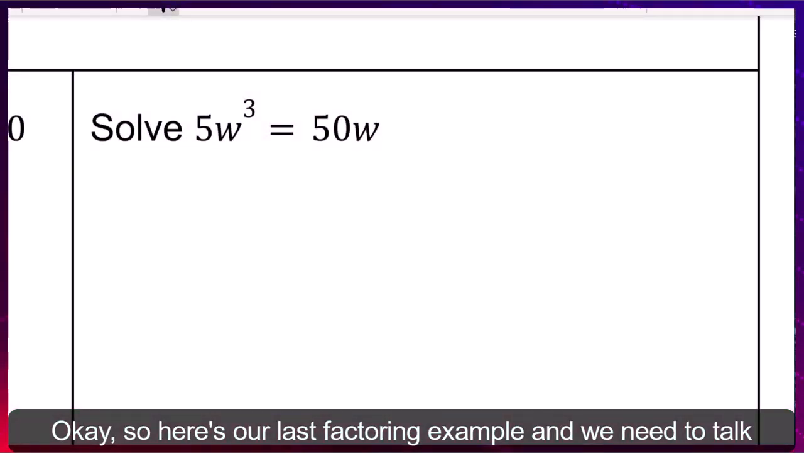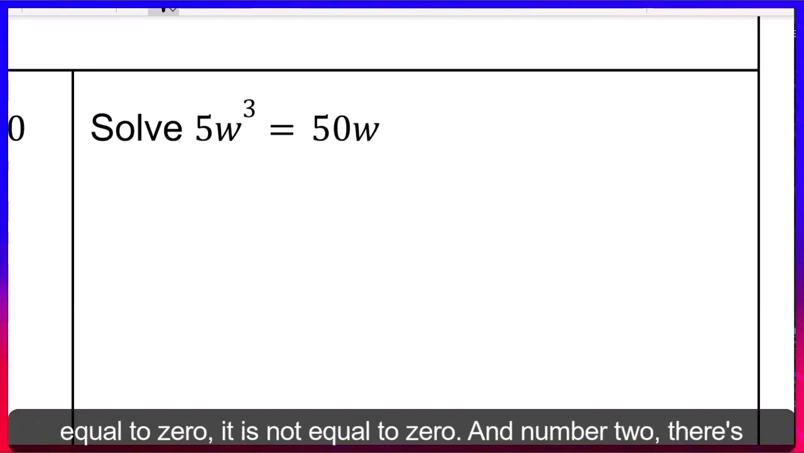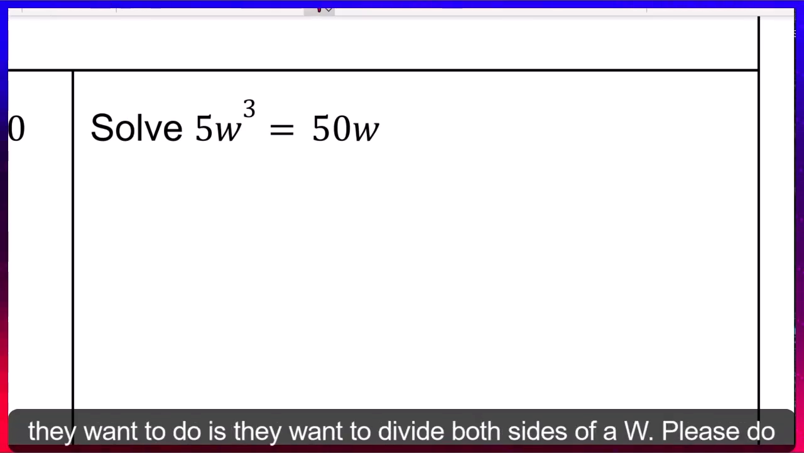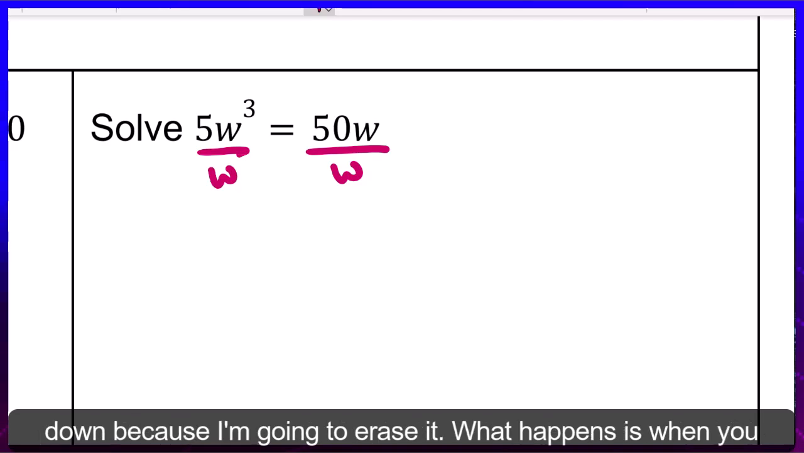Okay, so here's our last factoring example, and we need to talk about this. First of all, to be able to factor, your equation needs to be equal to 0. It is not equal to 0. And number 2, there's something that's very tempting to a lot of new math students. What they want to do is divide both sides by W. Please do not do this. If you are listening to this video, please do not write this down because I'm going to erase it.